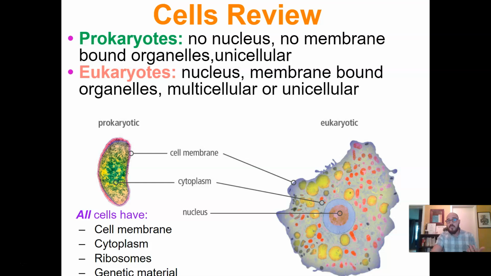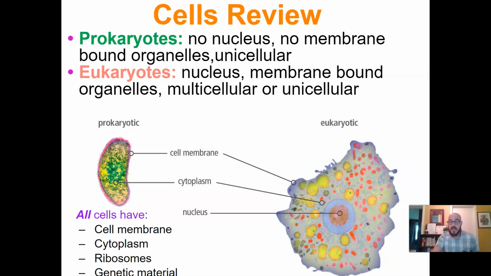And let's just quickly review. Remember, there's prokaryotes and eukaryotes. Prokaryotes, no nucleus, no membrane-bound organelles. They're unicellular, so these are your bacteria and archaea. Eukaryotes, like you and me, we have a nucleus. We have membrane-bound organelles, so that's going to be like a Golgi apparatus or an endoplasmic reticulum, okay? And we can either be multicellular or unicellular.